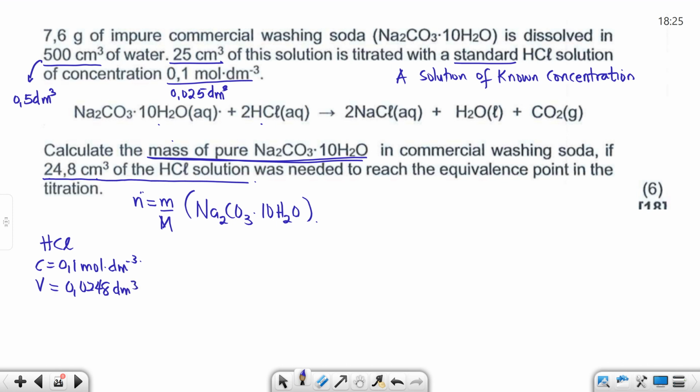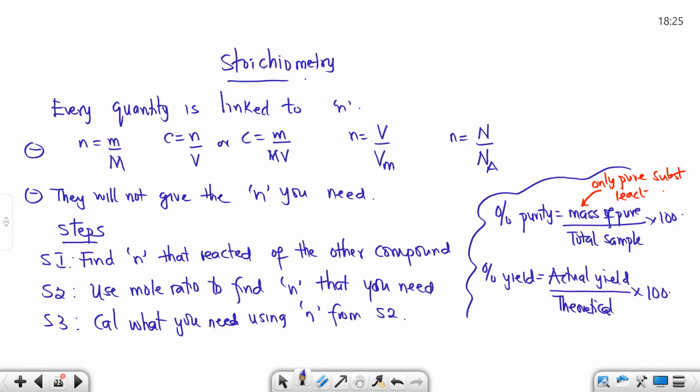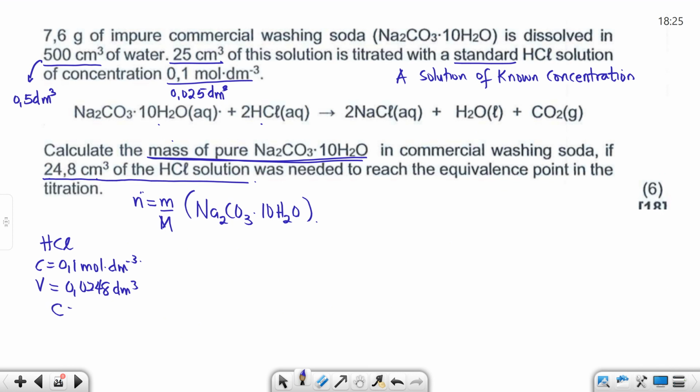Do you notice that I can calculate this? This is what reacted. Do you notice I can calculate number of moles here? What is my step one? Find N that reacted of the other compound. Okay. So C equals N over what? V. Let's walk through. What do I have? 0,1 equals N over 0,0248. What is N? 0,00248 moles. Does that make sense to us?